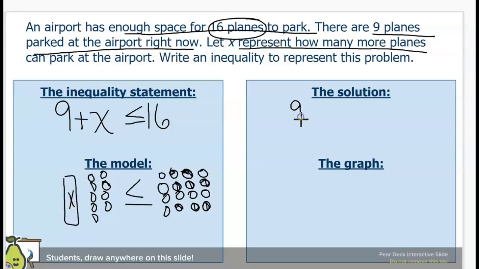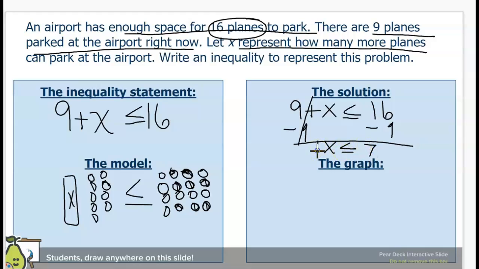So now if I'm actually solving this out, the inverse of addition is subtraction. So I'm going to subtract 9. And I end up with X is less than or equal to 16 minus 9, which is 7. Once again, I can do my graph however I want. I'm going to put 7 in the middle. It's going to be shaded to the left because X has to be less than 7 or equal to 7. So it's going to be a closed dot.